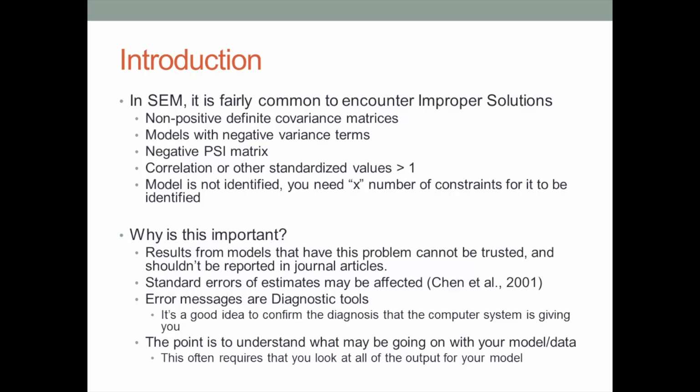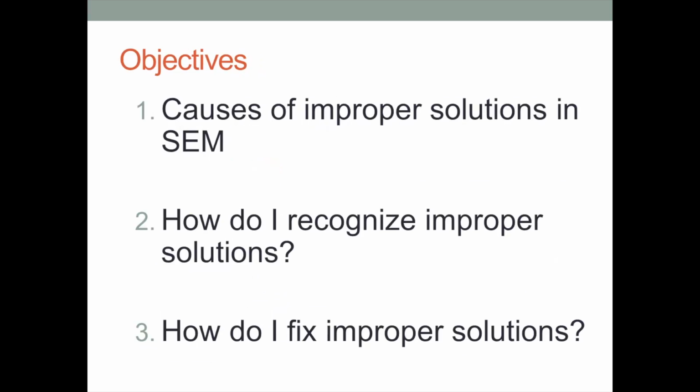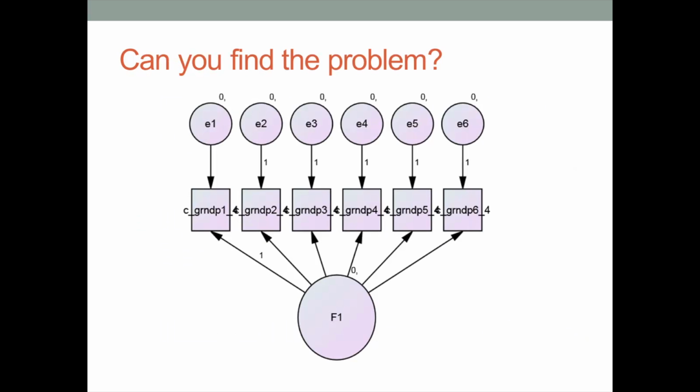Let's see, Chen et al. suggests that the standard errors of the estimates could be affected. These are diagnostic tools. They help us to know that there's a problem, and they can help us to figure out what the problem is. You want to be confident with your results when you submit them for publication, when you present them at a conference. And if you have one of these problems with your model, you can't be confident that the answers are correct. Okay, so I'm going to talk about what the causes of improper solutions are, how to recognize them, and then how we fix them. And I've got a few examples here.